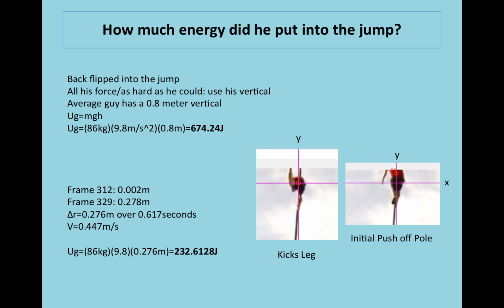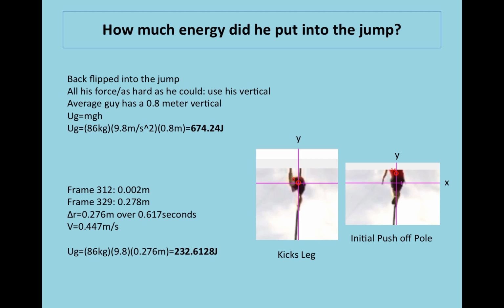The average guy has a 0.8 meter vertical. If we use the gravitational potential energy equation, we find that he expelled 674.24 joules of energy. But if you look closely at the video, CH doesn't exactly push his hardest.